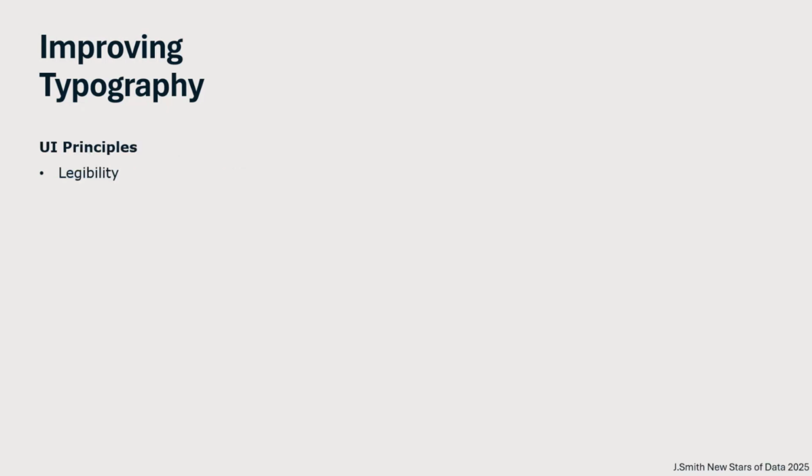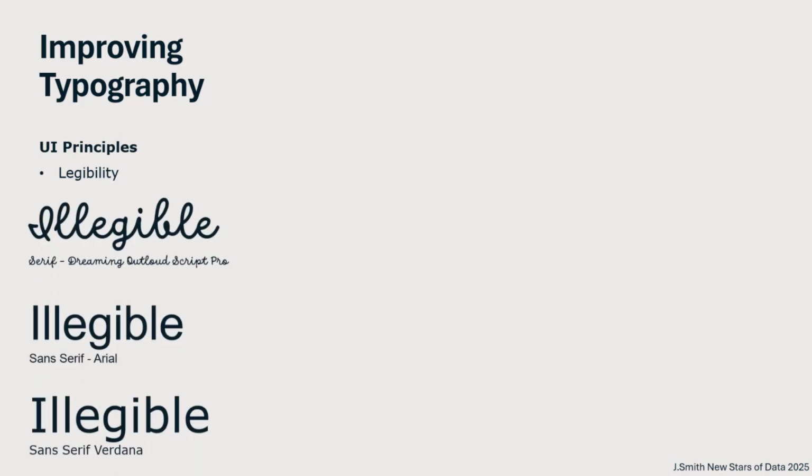In terms of UI principles that will help us improve typography, we have first legibility. Legibility refers to how easily individual characters in the text can be distinguished from one another. Ensuring legibility in typography involves selecting appropriate fonts, sizes, and spacing to make the text clear and easy to read. So I have here an example of the same word written in 3 different fonts.